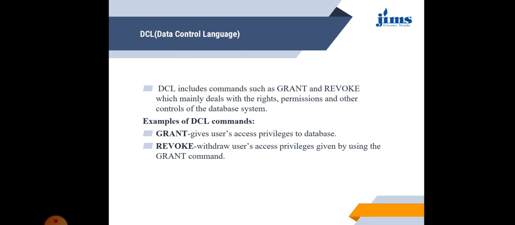Examples of DCL commands are grant, which gives a user access privilege to the database, whether this user can use this type of database and these tables in the database. With that we use grant. And revoke withdraws the user access privilege given by the grant command. So if I no longer want to give that user the privilege, I will revoke that grant with the help of the revoke statement.